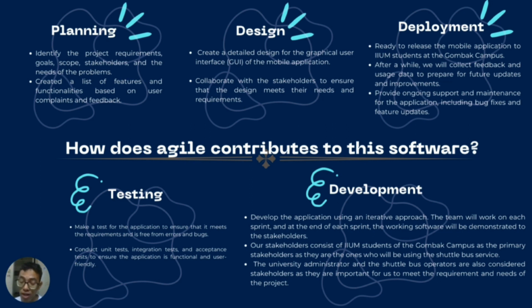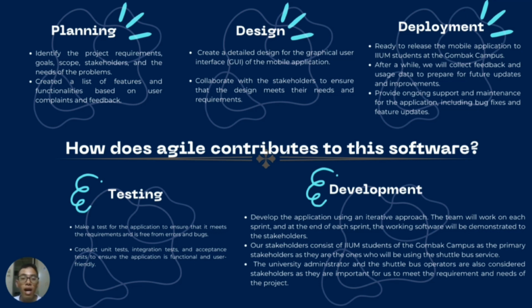And then we create a list of features and functionalities based on user complaints and feedback. In the designing step, we create a detailed design for the GUI of the app. We also collaborate with the stakeholders after we identify them to ensure that the design meets their needs and requirements. Next is the step where Agile shines the most, which is the development step.